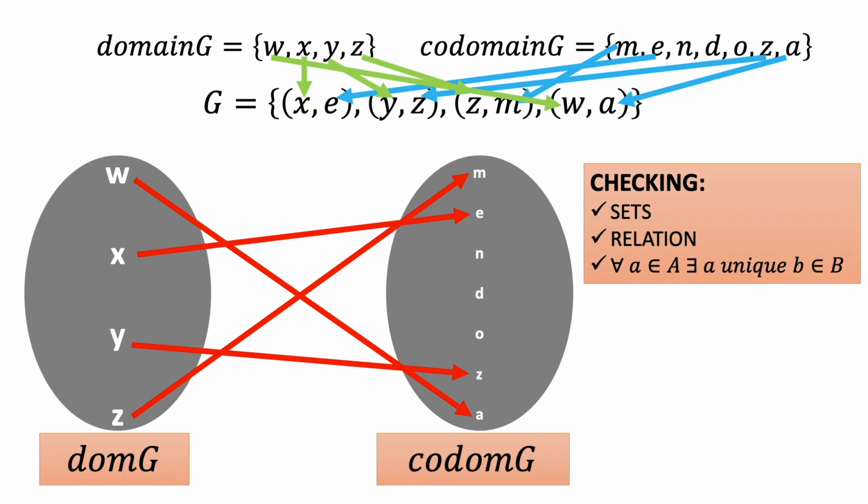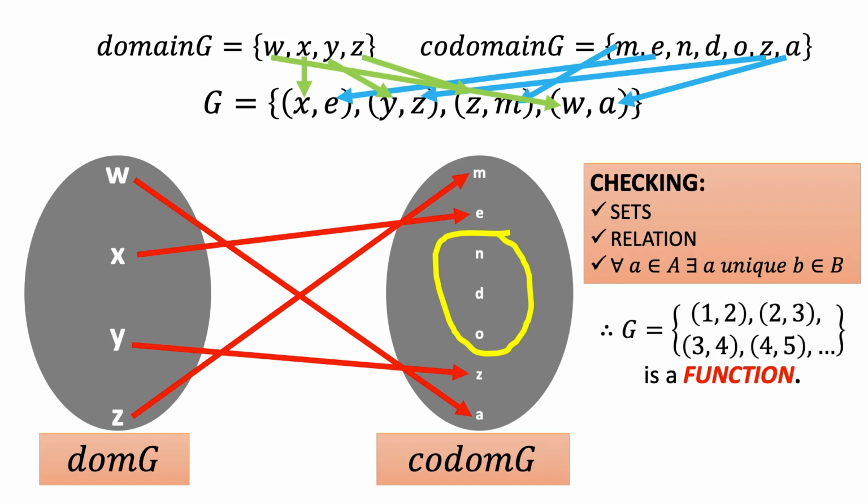Similar to the previous example, some students found this confusing. They thought that set G is not a function because there is no element in the domain G mapped to n, d, and o in codomain G. Again, the third condition, for every A element of A, there exists a unique B element of B, is only true for set A or the domain. Therefore, set G is definitely a function.